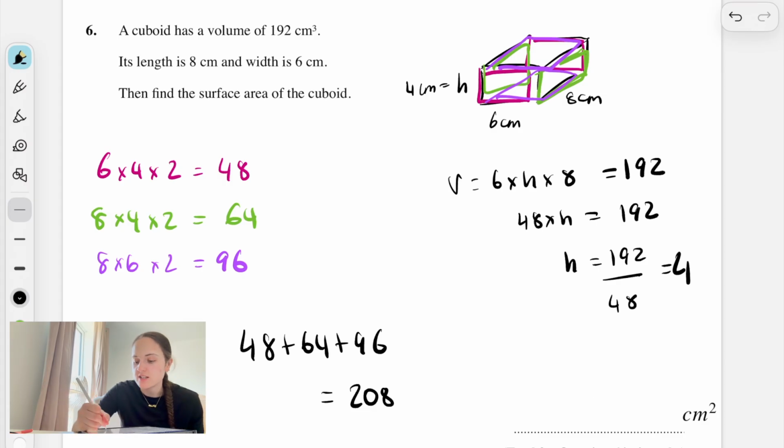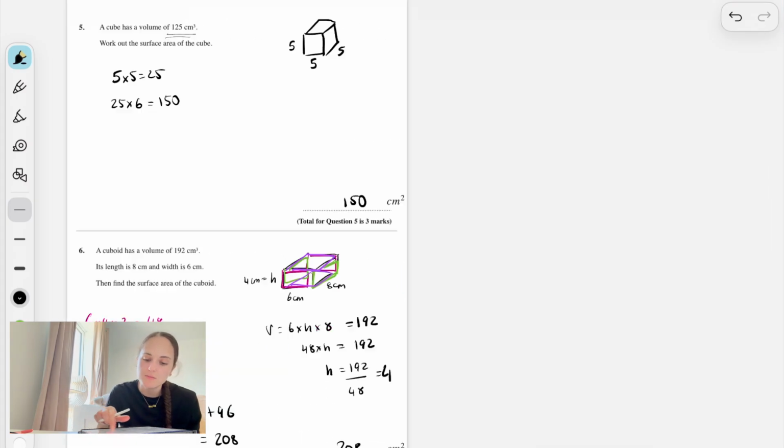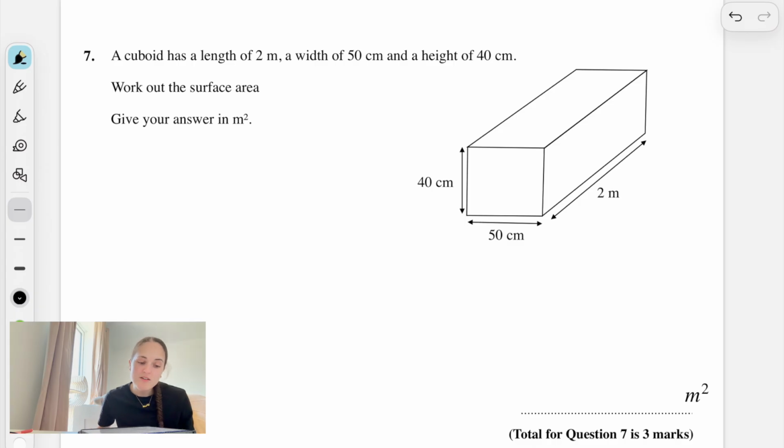So the answer to this question is 208 squared centimetres. This next question here, we have a cuboid with a length of 2 metres, a width of 50 centimetres and a height of 40 centimetres. We need to work out the surface area.